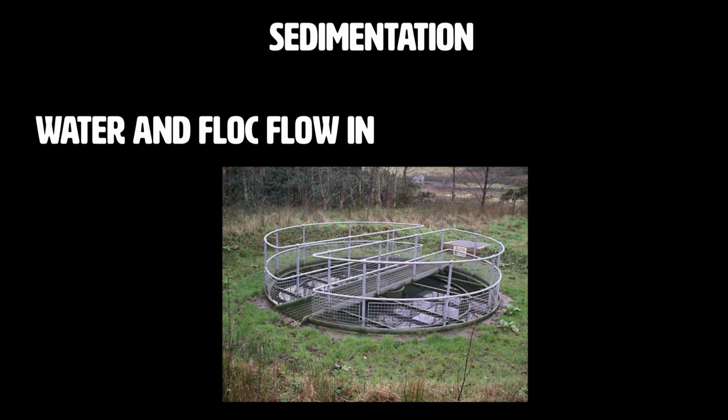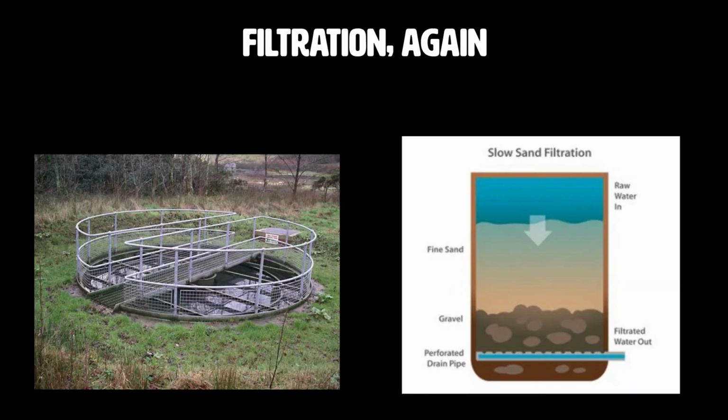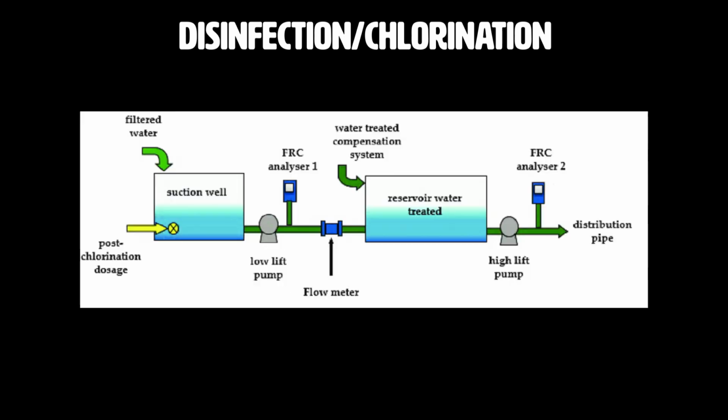Sedimentation is when water and floc flow into the sedimentation tank. As the water sits there, the heavy floc settles at the bottom until removed. Filtration is when water flows from the top of the sedimentation tank into a filter of fine sand that traps any remaining particles. Disinfection, or chlorination, is when water goes into a closed tank. Chlorine gas is then added to disinfect any remaining bacteria and keep the water clean until transportation.